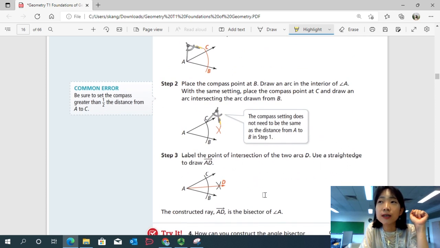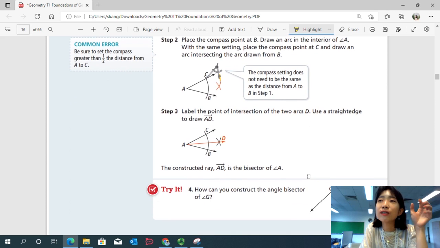Step 3. You're going to label the point of intersection of the two arcs D, and you can use a straight edge to draw a ray AD. And this, students, is the constructed ray AD, and it's the angle bisector of angle A. Easy. So now it's your turn.